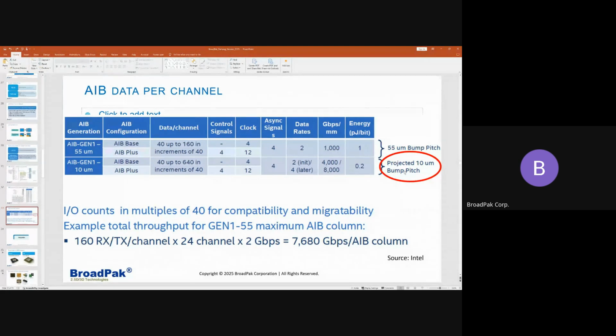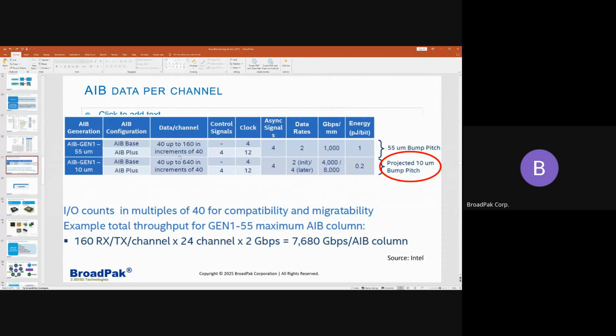Obviously, if you go to 10 micron bump pitch, you go more parallel, meaning going wider is going to lower the picojoule per bit. It's going to lower the power from 1 to 0.2. And of course, it's going to increase the bandwidth, right? From 1K, I would say gigabit per second per millimeter, now to 4 and 8K. And the data rate also increased from 2 gig initially, later to 4 gig, and on and on. So that's the evolution of the die-to-die interconnect, which has now migrated to the UCIe type interface.